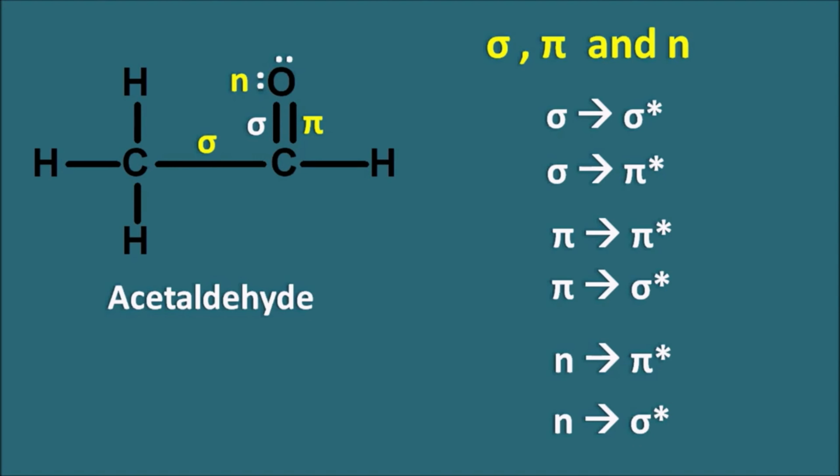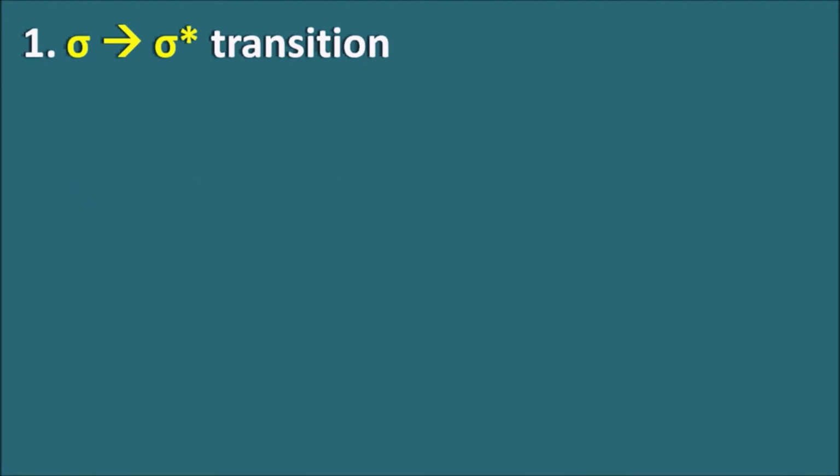But all these transitions are not practically possible, and in spectroscopy the sigma to pi transition as well as the pi to sigma transition are forbidden. That means they are not allowed, and we can observe only 4 types of transitions: sigma to sigma, pi to pi, n to pi and n to sigma. These 4 types of transitions are the only ones possible in spectroscopy. Now let us go one by one through each type of transition, how they are formed, and which type of molecules can produce these 4 types of transitions. Let us start with the sigma to sigma transition.